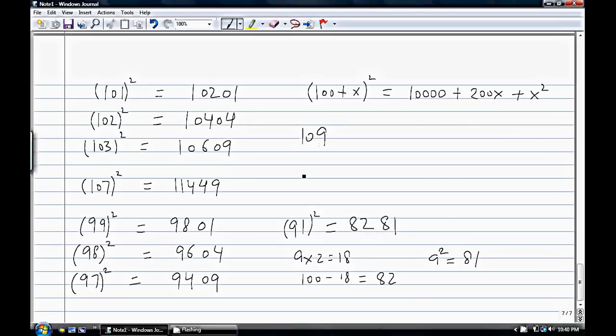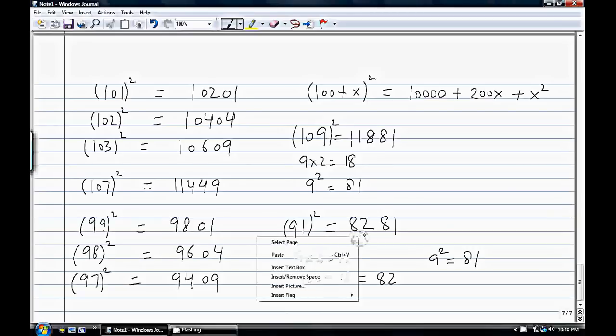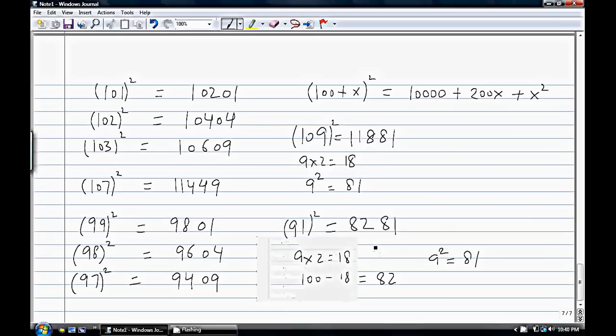Similarly for 109, 9 times 2 is equal to 18, so I will write 118, and then 9 square is equal to 81, so that will be 81. So you see that the last two digits are always the same, but in this case we are adding 18 to the 100, and here we are subtracting 18 from the 100. So that concludes this.